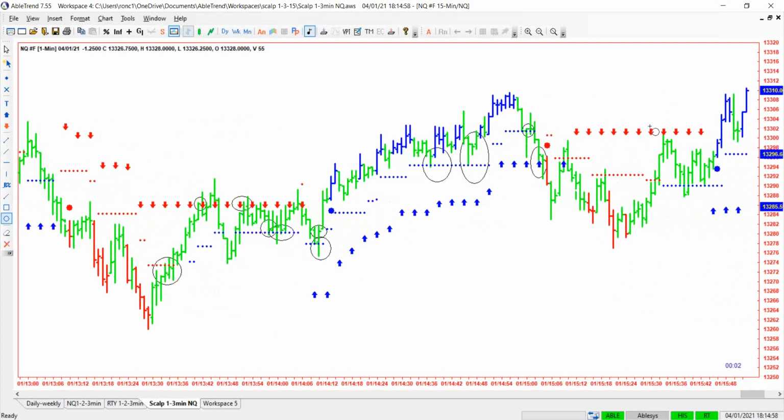So you get the picture. That's how we do it. That's a winner bouncing off the red arrow and going down. And that's a winner bouncing off the blue dot and going up.